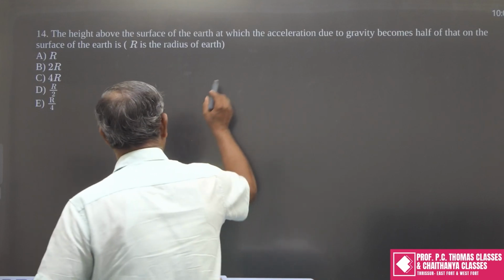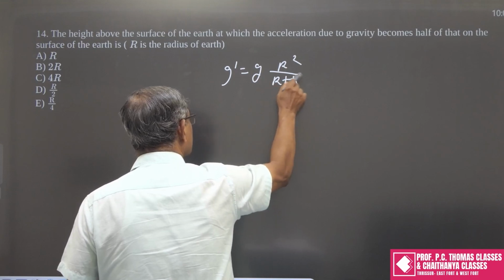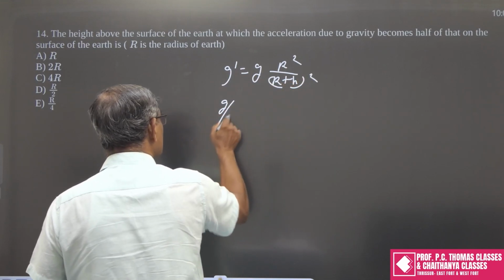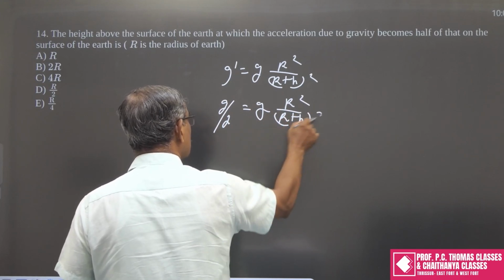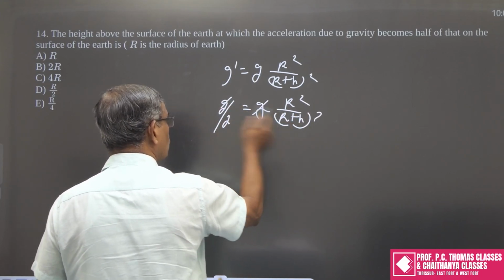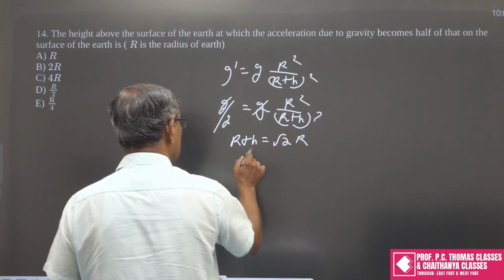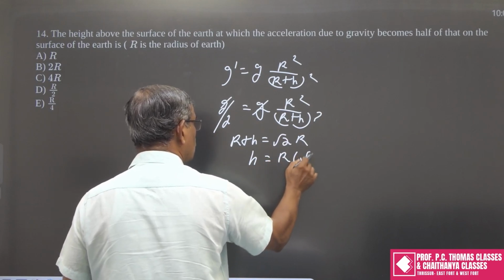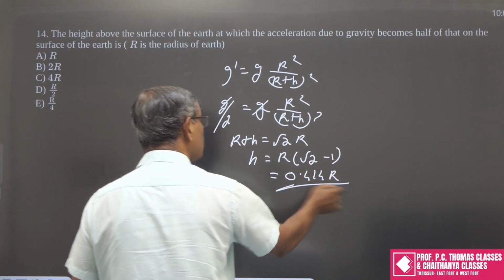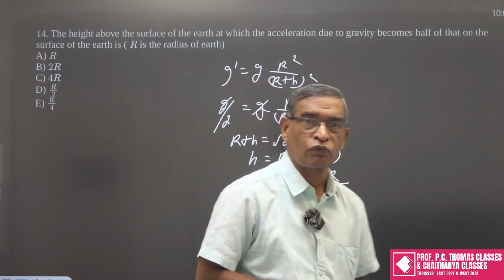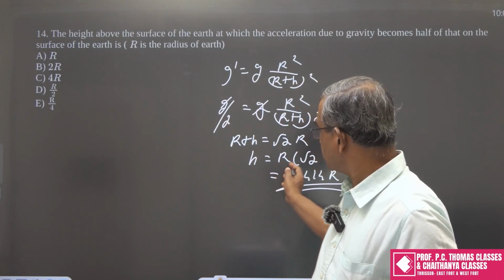You know, at a height, g dash is given by g into r squared by r plus h whole squared. g dash is equal to g by 2. g into r squared by r plus h whole squared. You cancel out g, take the root and cross multiply. r plus h is equal to root 2 r, so h is r into root 2 minus 1, which is 0.414 r. r is equal to 6,400 kilometers. That numerical value can be calculated. So this is our answer.